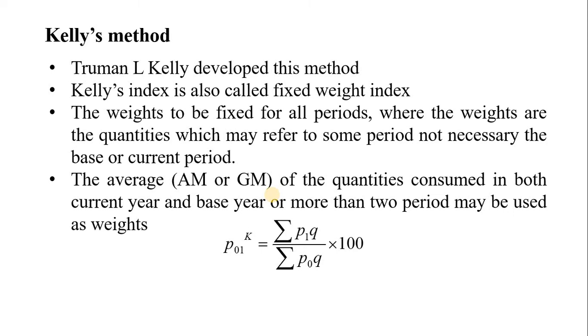So he defined P01 equals sigma P1Q divided by sigma P0Q into 100, where Q is the weight. It can be the arithmetic mean or geometric mean of the quantities, and the quantities can be two period quantities, three period quantities, or more than two periods, it can be 3, 4, 5, 6, or as many as. So this is Kelly's method.